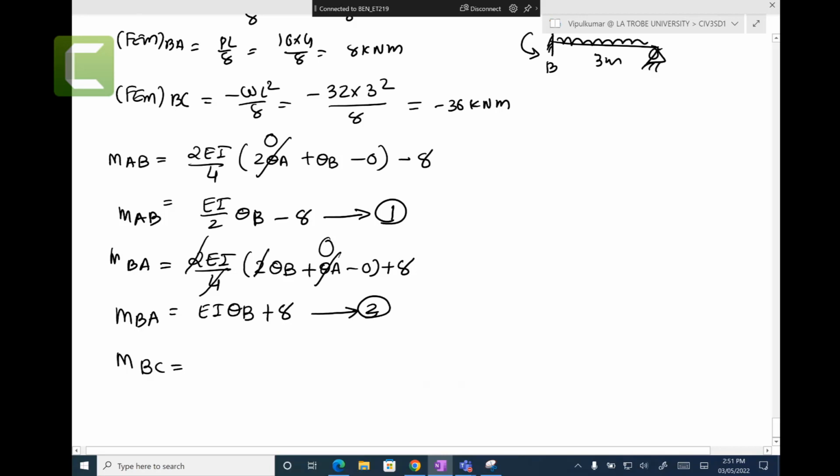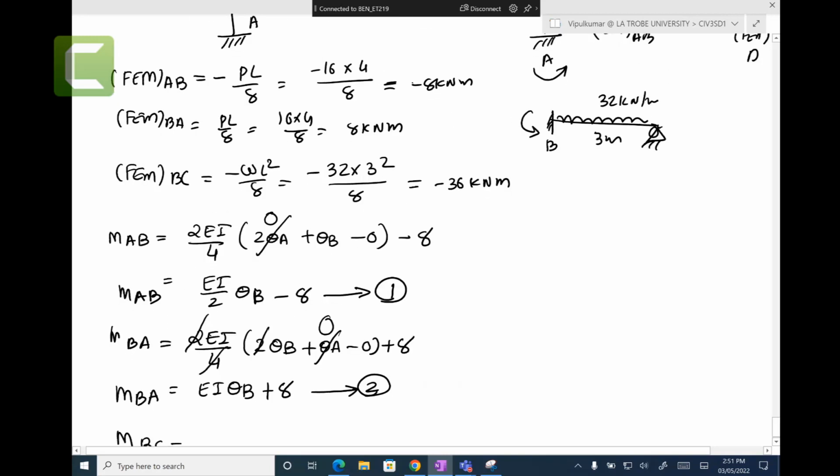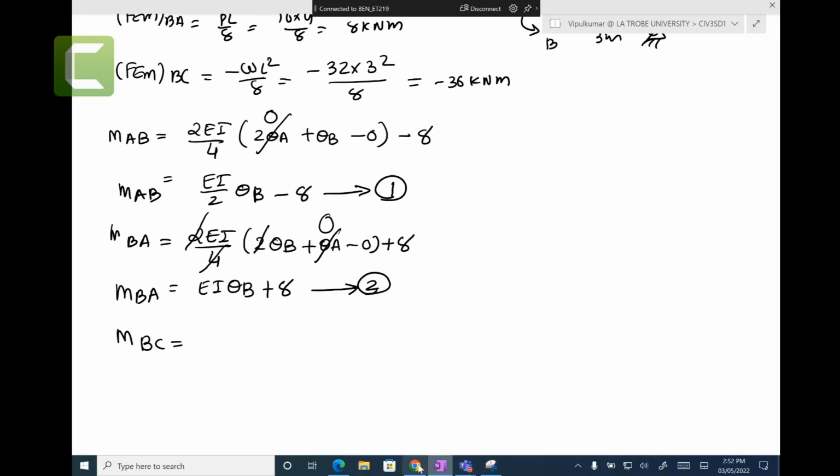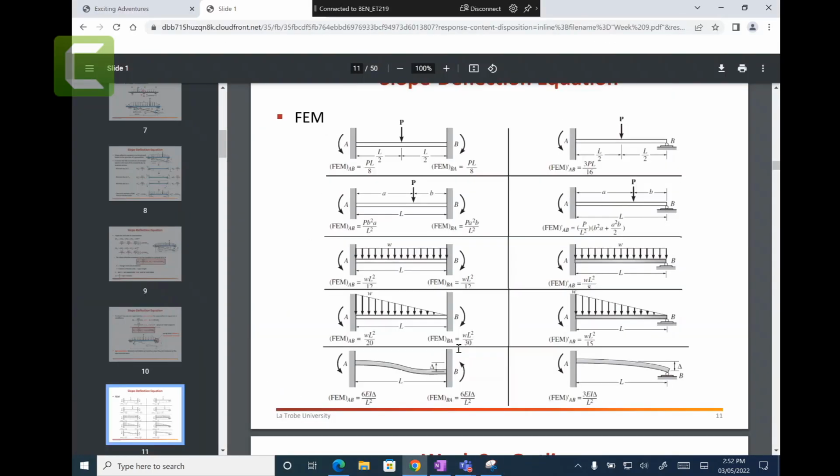MBC. I think in this one we need to use the second equation. As you can see, this is the case here, and we can't touch this point C. So point C, the far end of BC, is a pin. So we need to use that second equation. You know what I'm talking about, second equation, right? Second equation meaning that, this one.